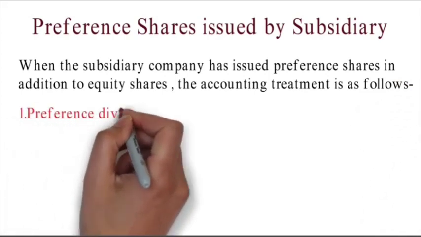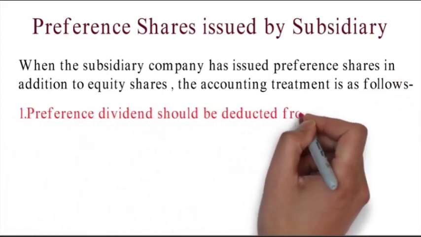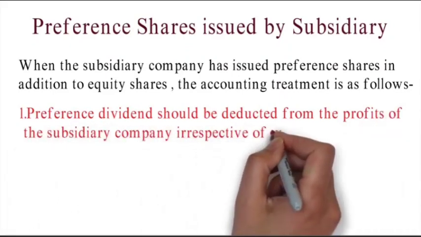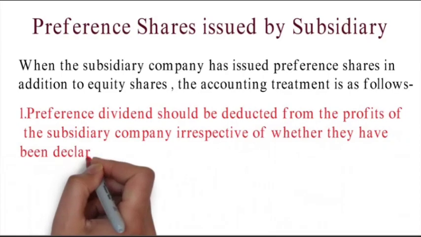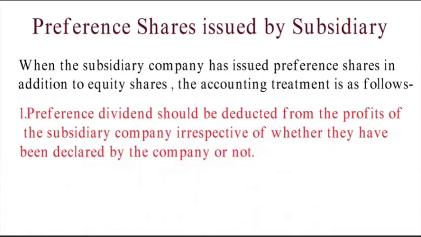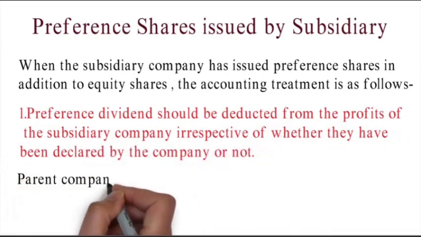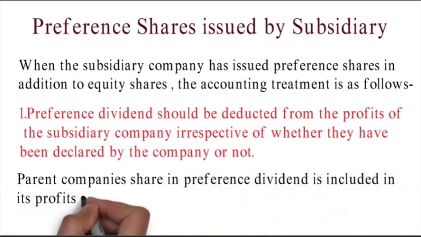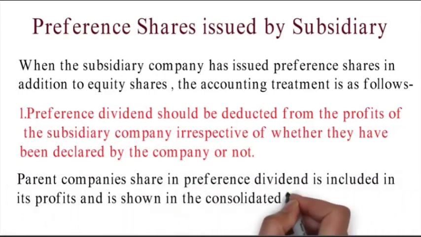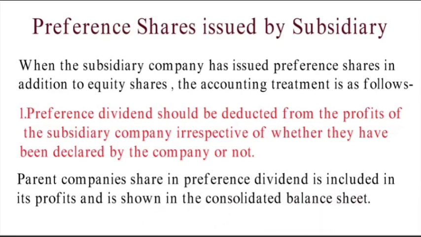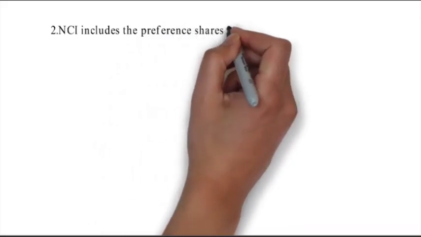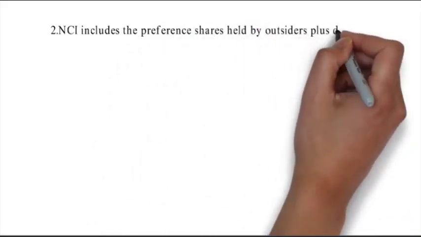Firstly, preference dividend should be deducted from the profits of the subsidiary company, irrespective of whether they have been declared by the company or not. Parent company's share in preference dividend is included in its profits and is shown in the consolidated balance sheet. Secondly, non-controlling interest includes the preference shares held by outsiders plus dividend accrued on them.